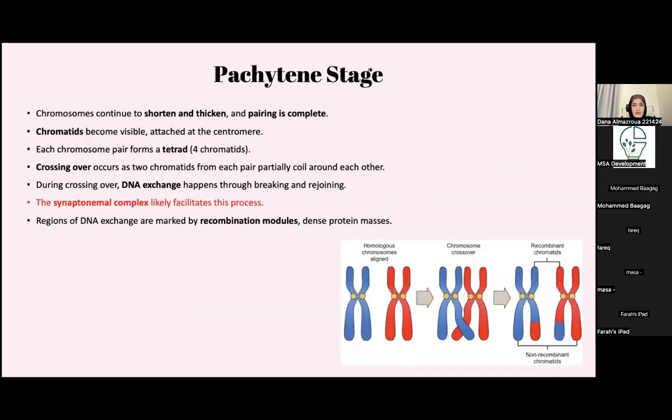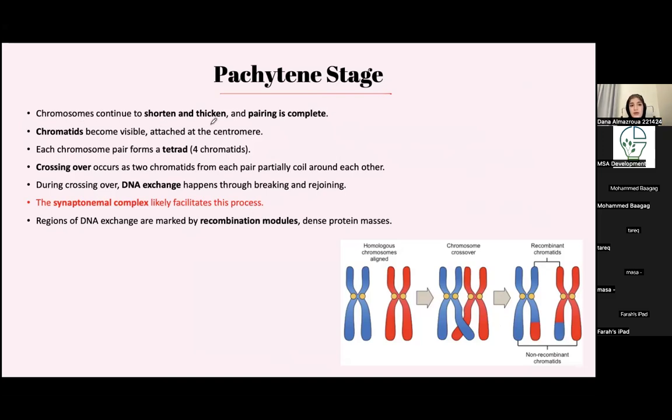Now we're going to move to the Pachytene stage. Again, as I said before, when you study these lectures or these slides specifically, try to remember which happens when. This is how the questions would usually be asked. So an important thing that happens in the Pachytene stage, which is a subdivision of prophase 1, is what's known as crossing over.